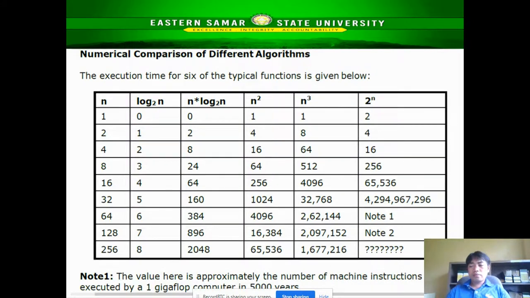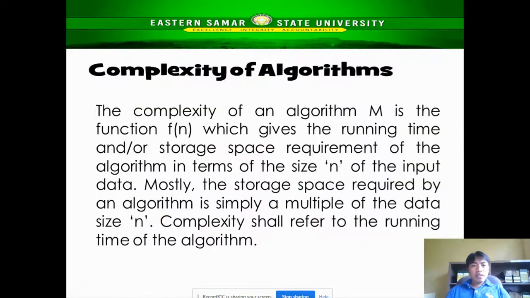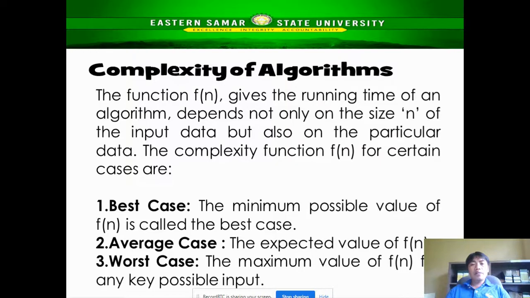Okay, how do we calculate the complexity of an algorithm? It depends on the size. We have here our cases, as mentioned in chapter 1: best case, average, and worst case. Best case is the minimum. Average is the middle, the expected value of n. Worst case is the maximum, the highest execution. So we have here asymptotic notations.